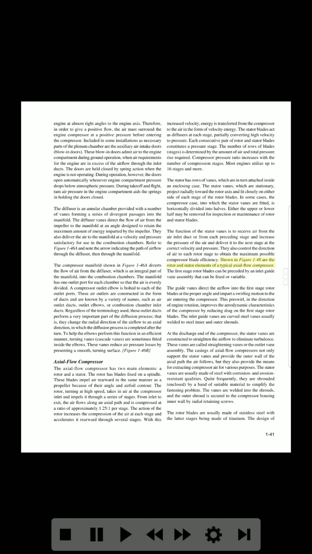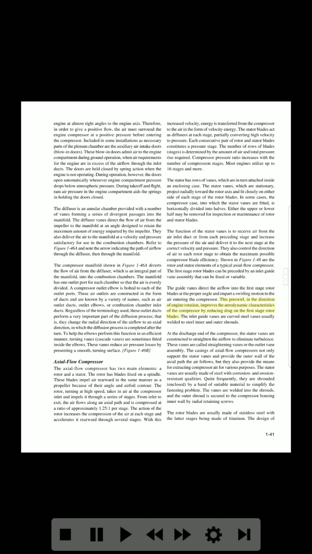Shown in Figure 1-48 are the rotor and stator elements of a typical axial flow compressor. The first stage rotor blades can be preceded by an inlet guide vane assembly that can be fixed or variable. The guide vanes direct the airflow into the first stage rotor blades at the proper angle, and impart a swirling motion to the air entering the compressor.